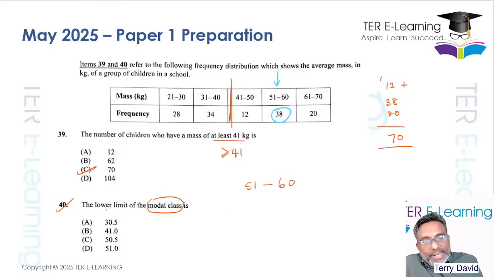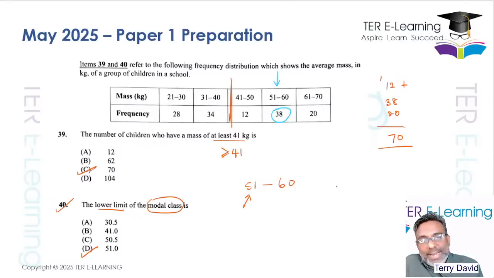Now read the question carefully. They said the lower limit. The lower limit is simply going to be 51. So the answer is going to be D. That's the lower limit, so be careful of this, right? The lower limit is actually 51.